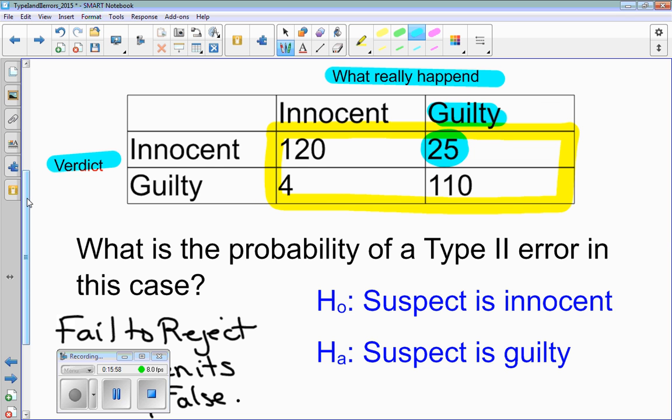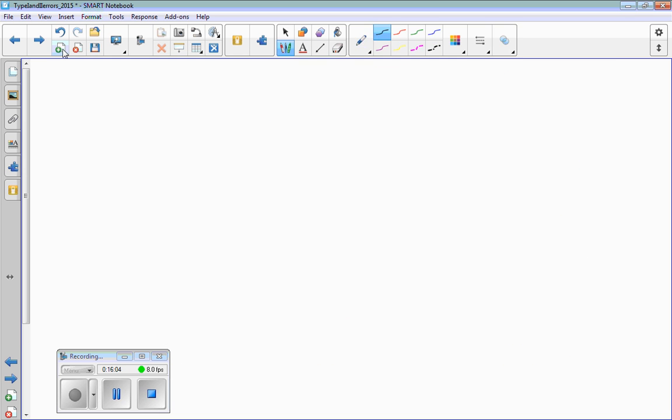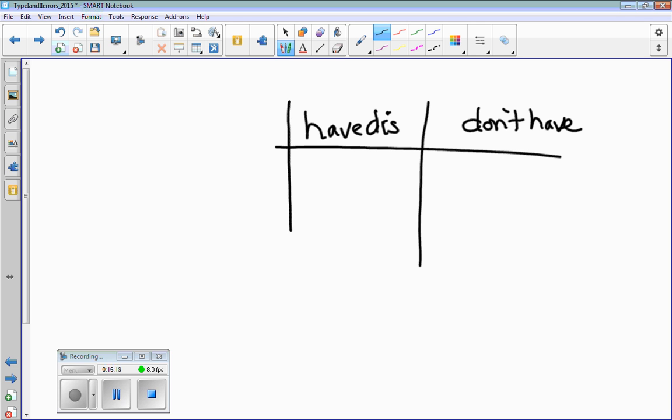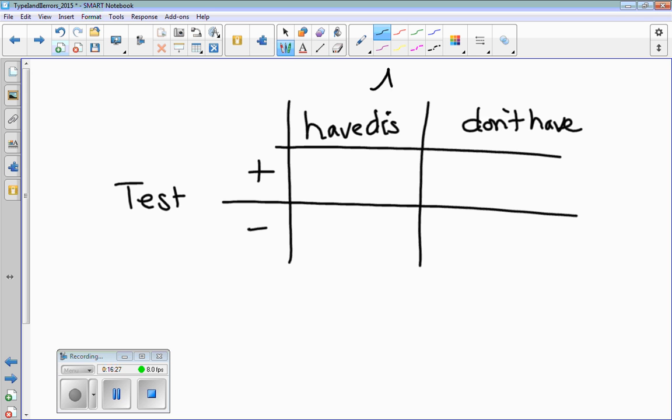Let's talk about it in terms of an actual drug test. Okay. So what's happening in a drug test? Let's make sure we understand. So we actually have the disease, or we actually don't have the disease. Okay. And then the other thing that could happen would be that the test is positive or the test is negative. Would you agree? So this is actually what the test says, and this is what actually is going on.